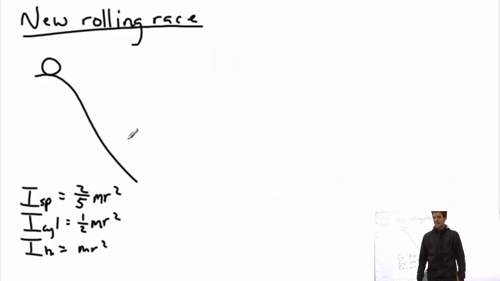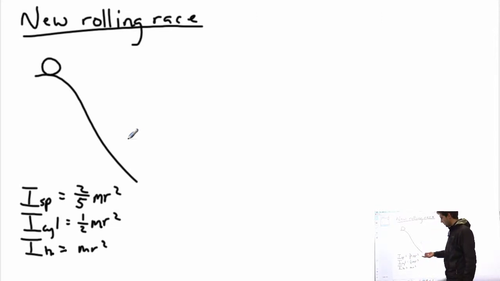Hi, I'm Rainer, and this week we're going to be doing another rolling race. In this problem, we've got an object sitting at the top of the hill, and it's going to roll down. The object that's going to roll down, you get a choice: it's either the sphere, the cylinder, or the hoop. And my question is, which one's going to reach the ground first?